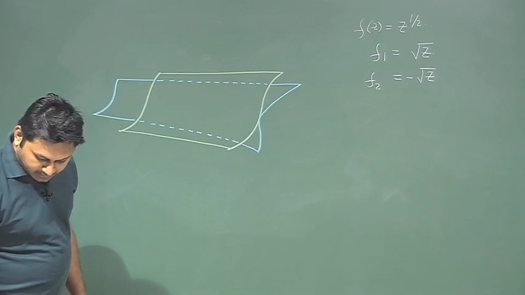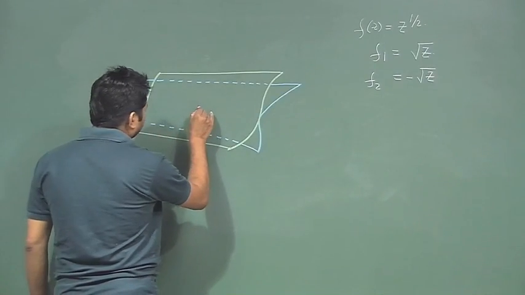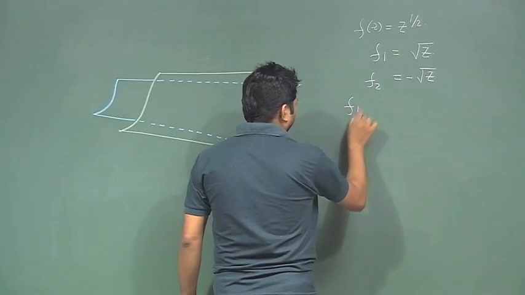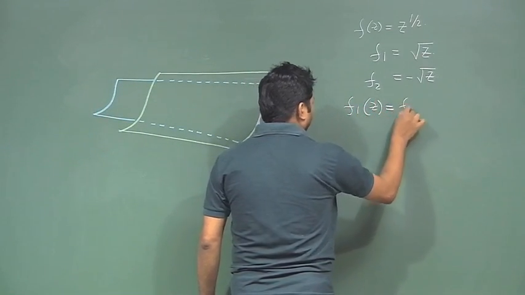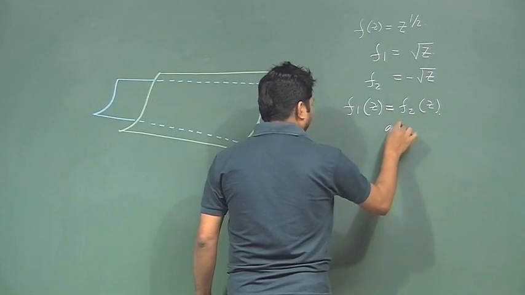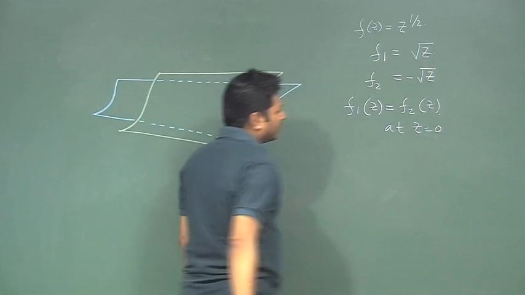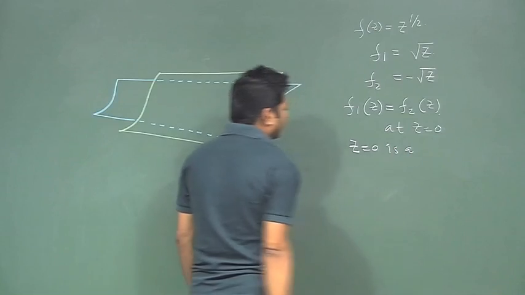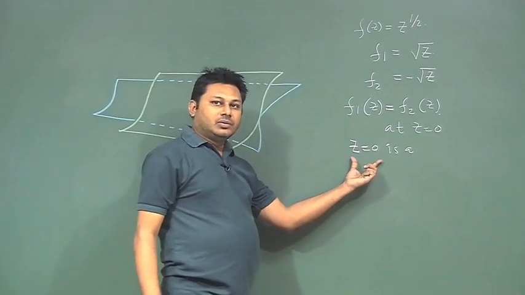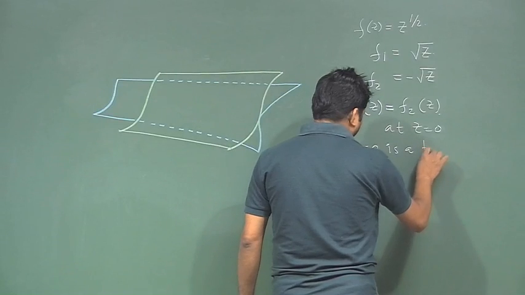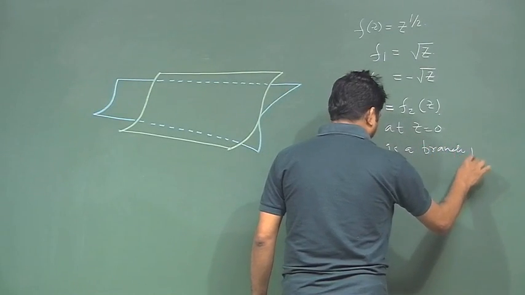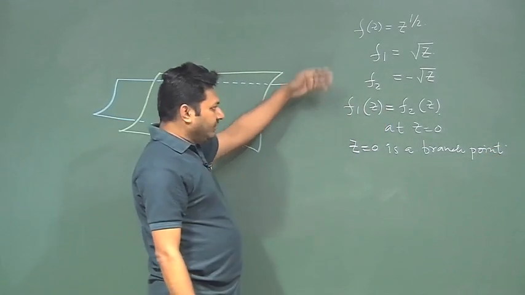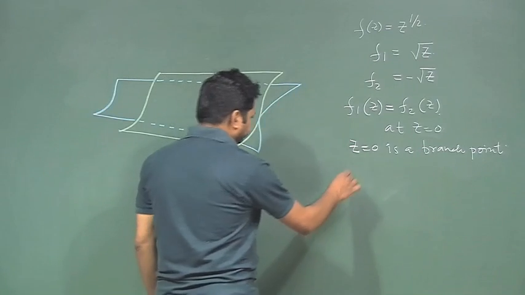So, let me note one important thing: this function f1 of z will be equal to f2 of z at z equal to 0. So z equal to 0 is a point which we call the branch point. And also z tending to infinity is another branch point.